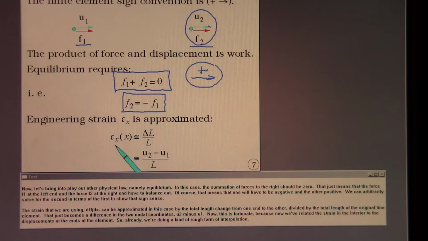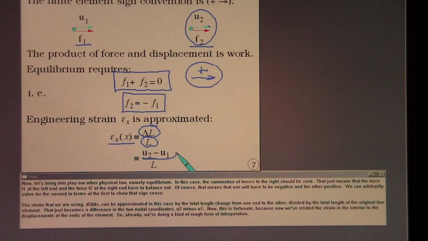Now, the strain that we are using, the du dx, can be approximated in this case by the total length change from one end to the other divided by the total length of the original line element. And that just becomes a difference in the two nodal coordinates, u2 minus u1. Now, this is fortunate because we have related the strain in the interior to the displacements at the ends of the element. So already we're doing a kind of rough form of interpolation.